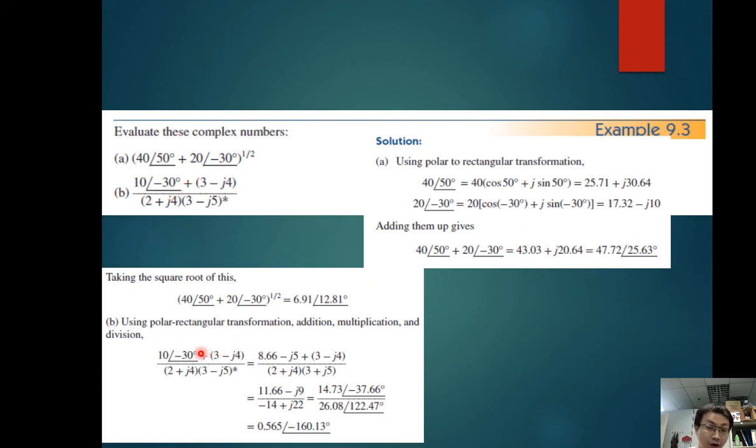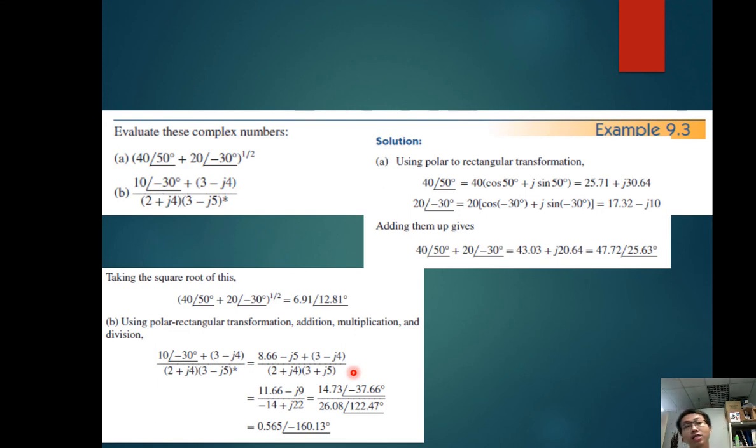Okay, I change to rectangular form at the top, and then I do this conjugate. Conjugate means negative becomes positive. So multiplication will be in polar form. So I found that the final answer will be like this. Actually, we can just use a calculator to calculate it. This is just for your information.